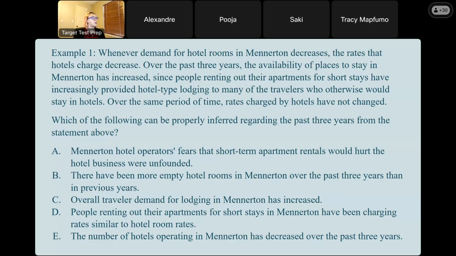B, there have been more empty hotel rooms in Minnerton over the past 3 years than in previous years. So this kind of contradicts the passage, because if there were more empty hotel rooms, that would go hand in hand with demand for hotel rooms having decreased. And in that case, the price should have gone down.